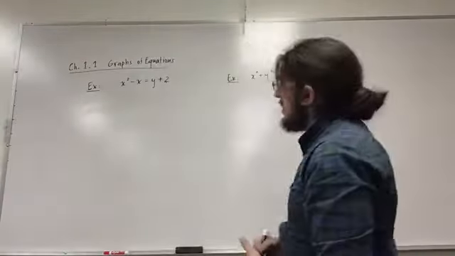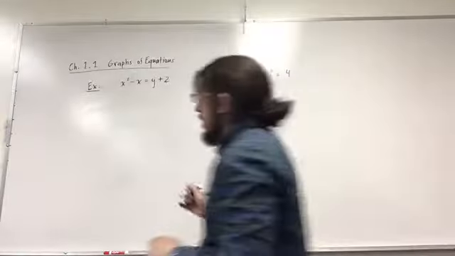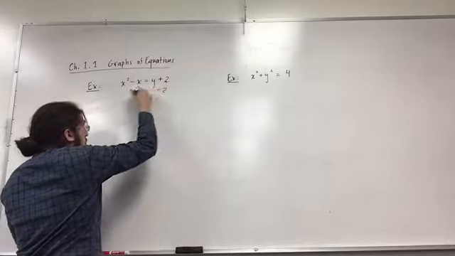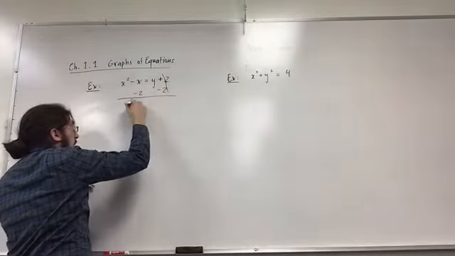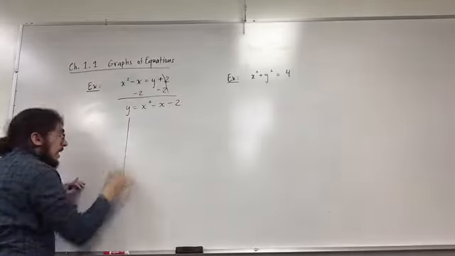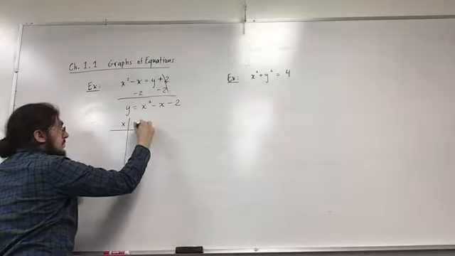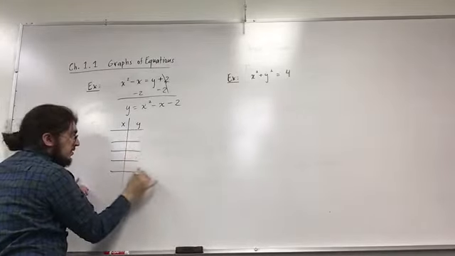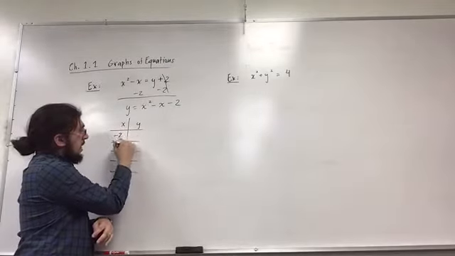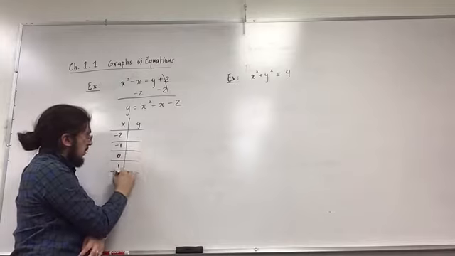Okay, so now for these next two examples, we're going to graph these equations. They're a little different though. So for this one, I'm going to subtract 2 over to the left to get y by itself. We get y is equal to x squared minus x minus 2, and now we'll create the xy table. So we're going to plug in different values of x and solve for y. When we do that, let's see what we get. So I'm going to plug in -2, -1, 0, 1, and 2.